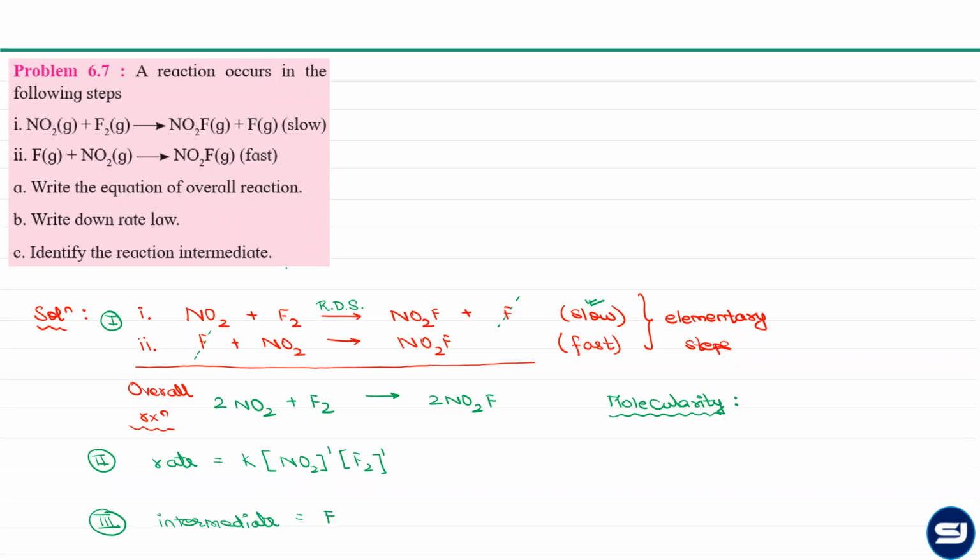So now, just by looking at the reaction, individual reaction, whatever number of molecules you observe, that will be molecularity. So यहाँ पर दोनों step में देखोगे, there are two molecules which are colliding with each other or reacting with each other. Hence, the molecularity is 2, and we call this reaction to be a bimolecular reaction.